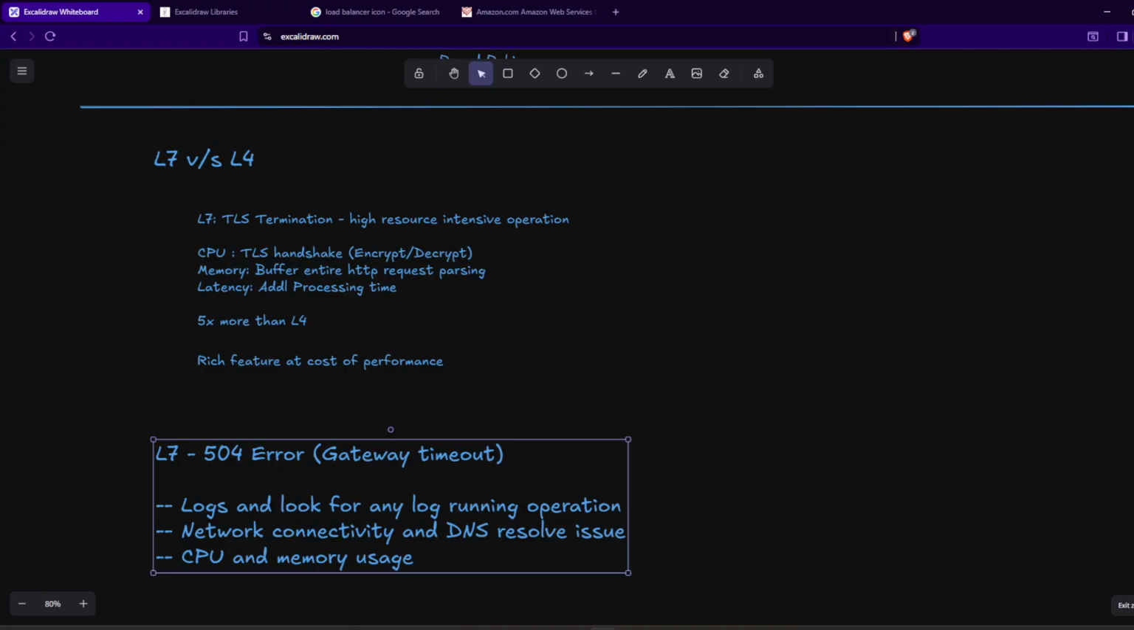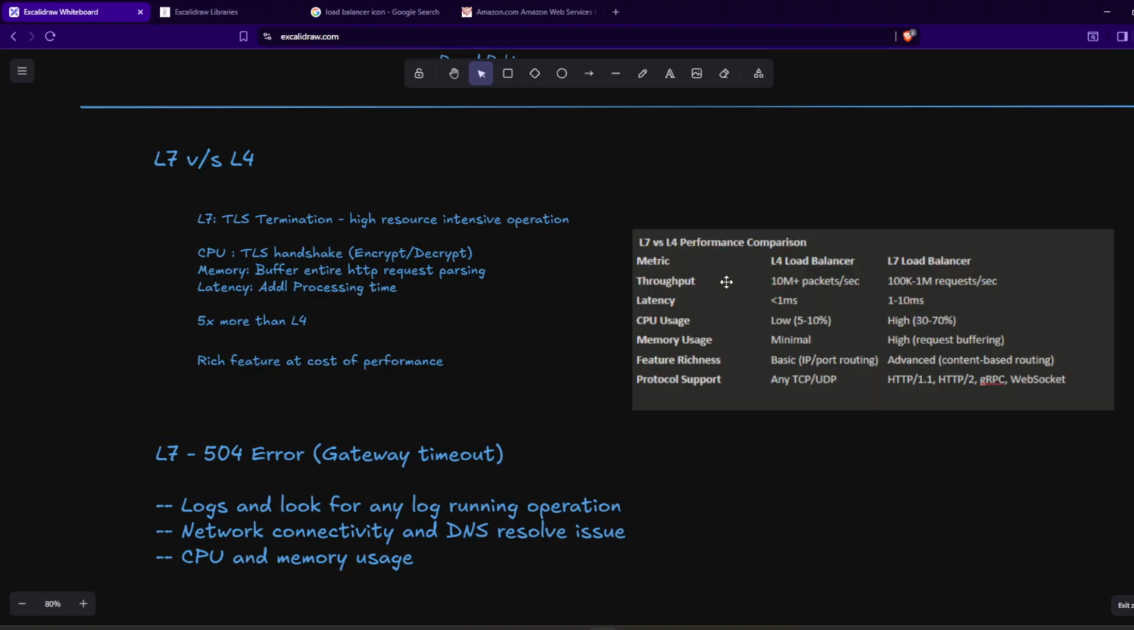Okay, so now let's consider a certain matrix to understand the difference between L4 and L7 in a deeper manner. So the performance comparison is something like this. L4 definitely has way more throughput, like it can process 10 million plus packets per second based on the configuration it has. Whereas L7 can also go close to a million, but it depends, there are some other factors that come in as well. So what is the latency of the processing? The latency of processing is less than 1 millisecond, but for L7 it might go up to 10 milliseconds.